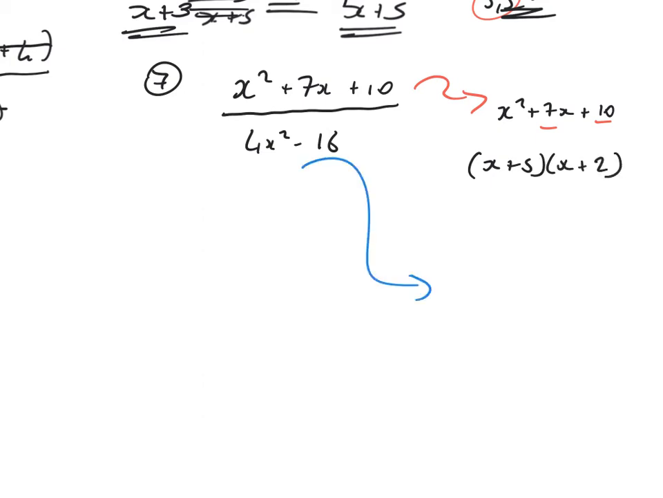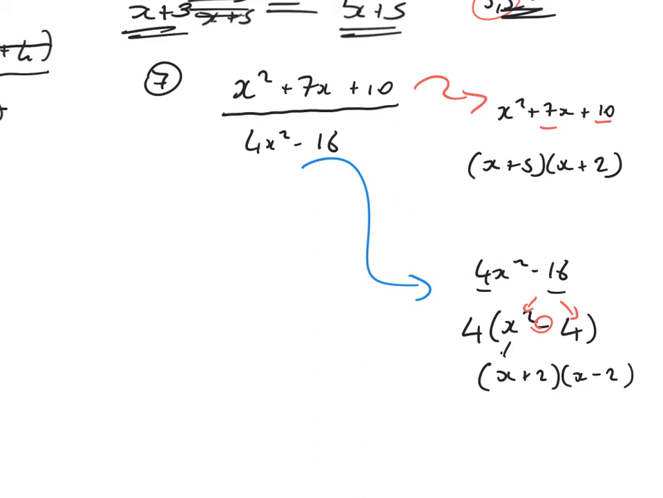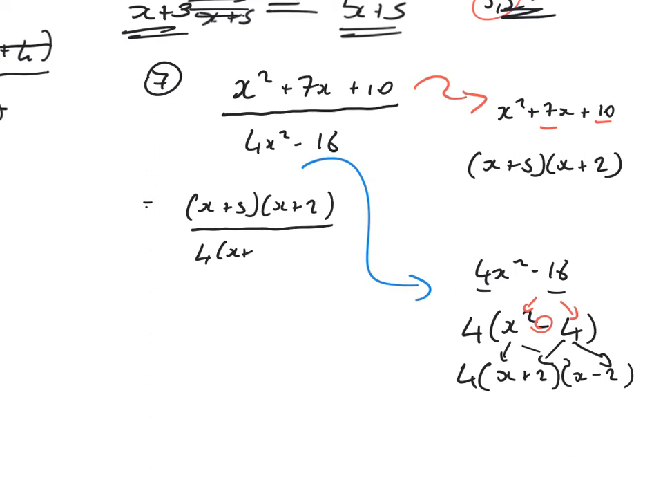Okay, let's take the expression down bottom. That's 4x squared minus 16. First move, can I find the highest common factor? Yes, I can. That's 4. 4 bracket x squared minus 4. That's now a difference of two squares. So (x plus 2)(x minus 2). Square root of x squared is x. Square root of 4 is 2. Remember there's a 4 up front.